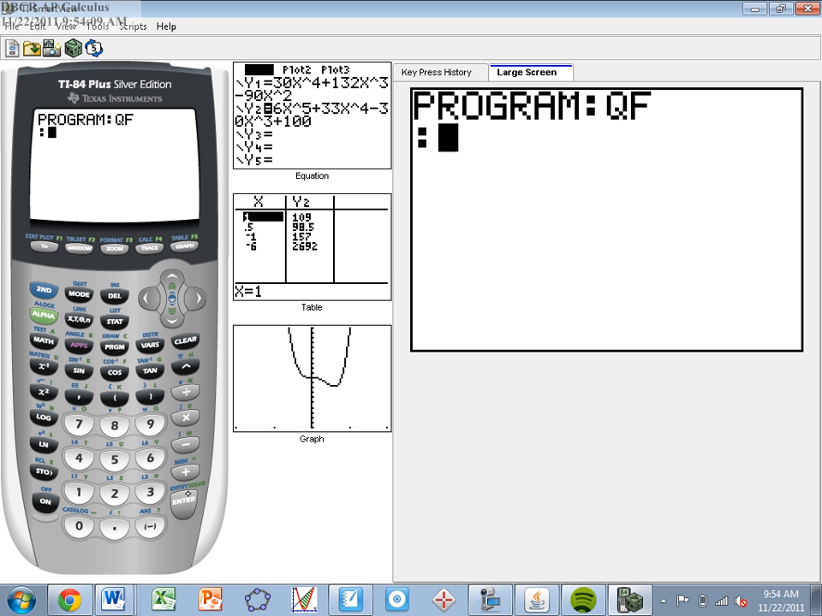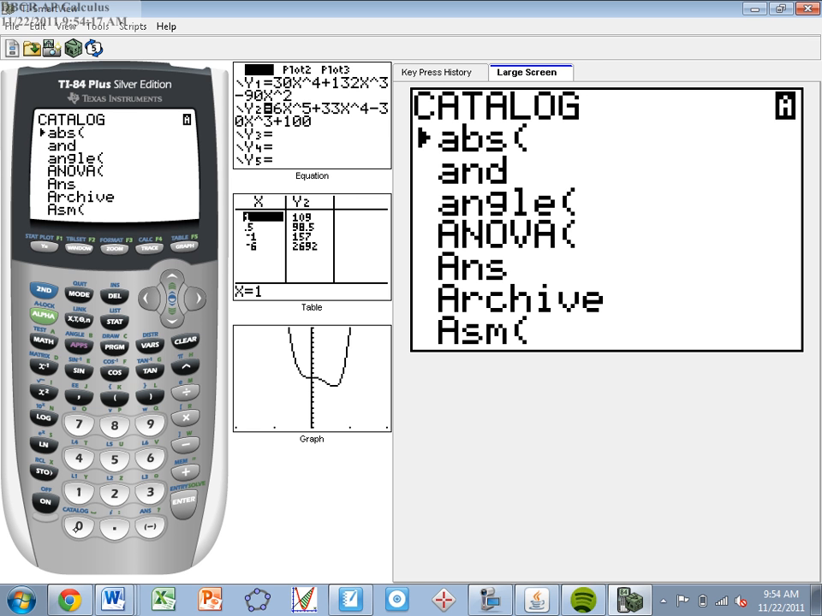So here's how I bring up a lot of my commands. I press second, and then I go down to this thing called catalog. Go to catalog. It'll bring up just a list of things. Now, I want the calculator to display the general form.